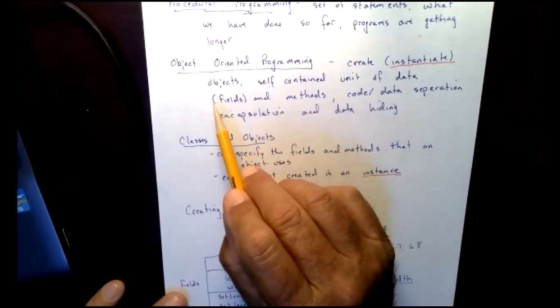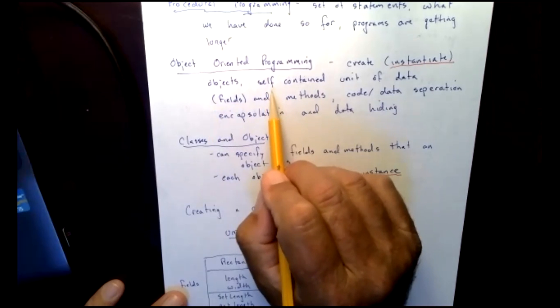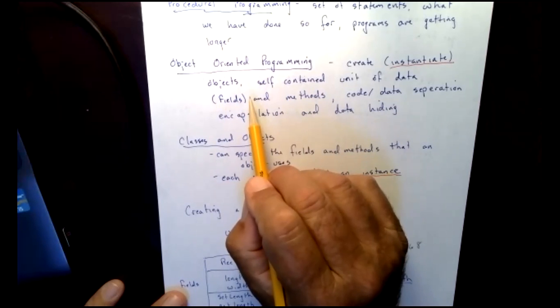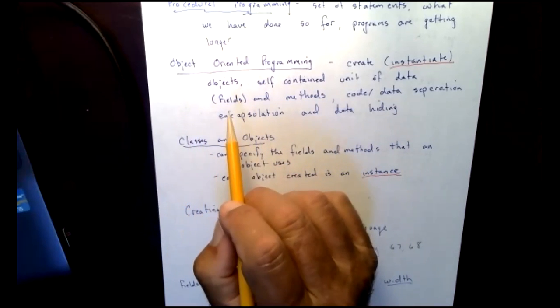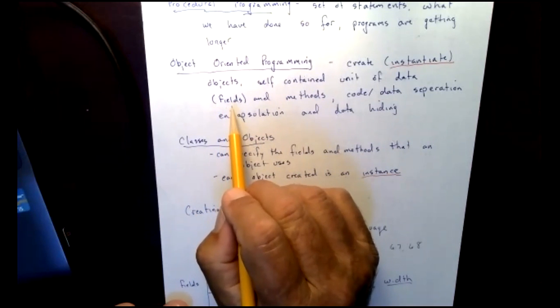But what happens if length changes to 30? Well, my area is now wrong because it was relevant to the old length and width, not the new one. So that becomes what we call stale data. So that's why we don't make the area a field, only what's necessary.